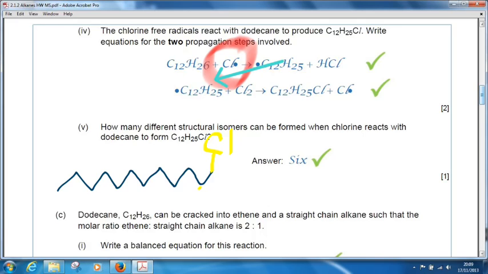It would be absolutely impossible for it to be on position 7, and the reason for that is that position 7 over here would be the same as the position over here, which was position number 5. So once you've hit 1, 2, 3, 4, 5, 6, you no longer can have any more isomers on this side, because they would be exactly the same as the one on the opposite side. For example, if I call this 1-chlorododecane, I cannot call it 12-chlorododecane, because the 12 would be the same as the 1. So you can only have 6 different isomers in this particular case.